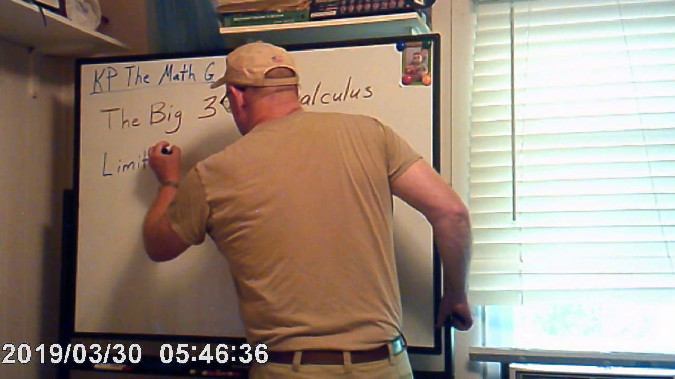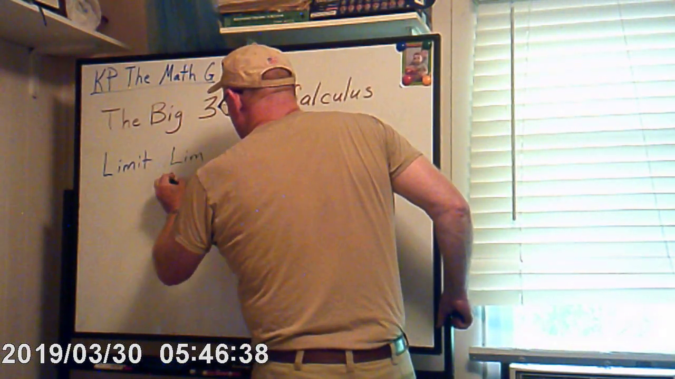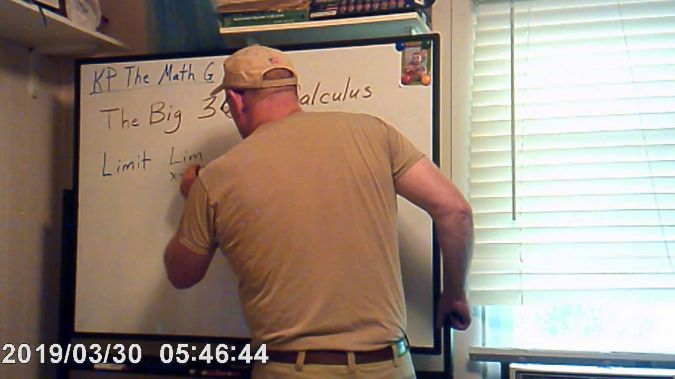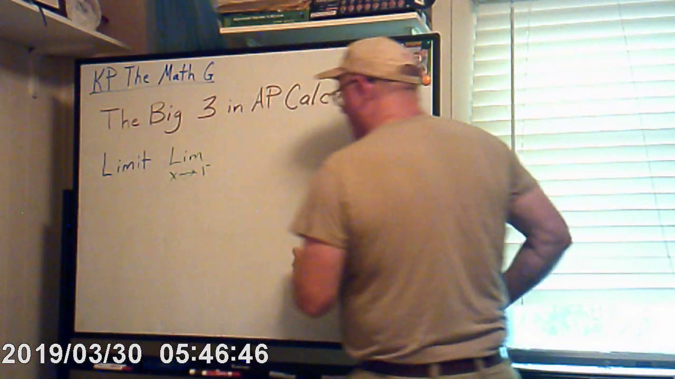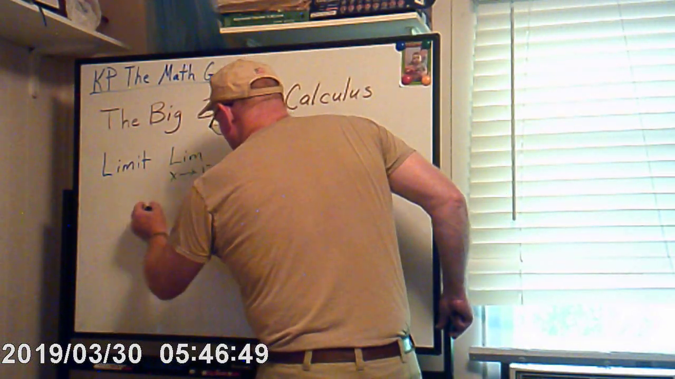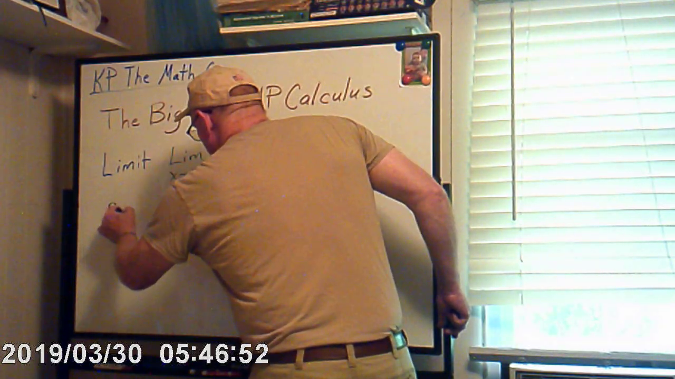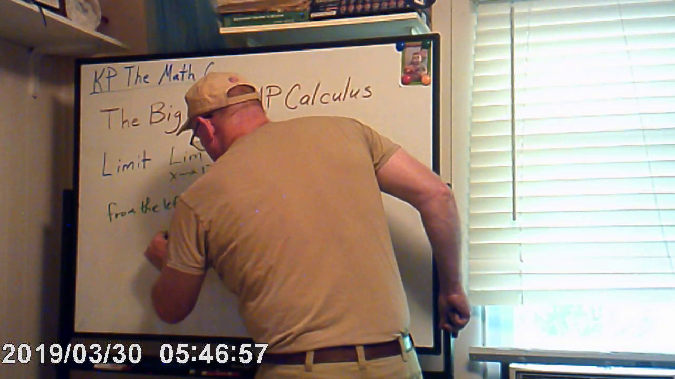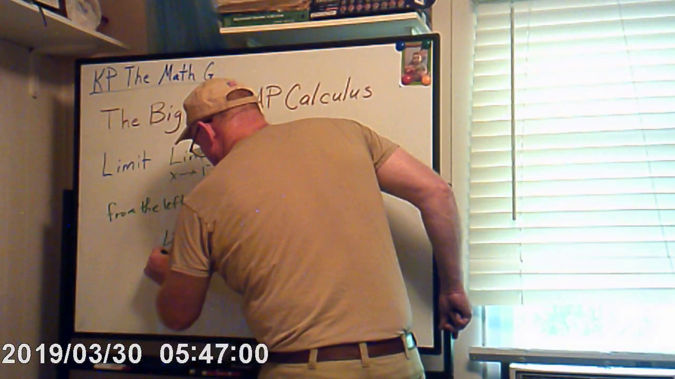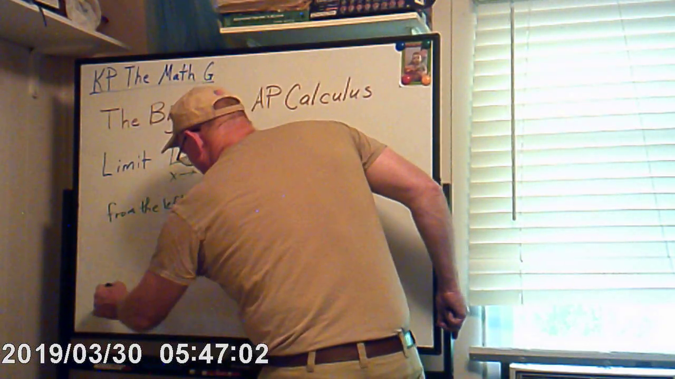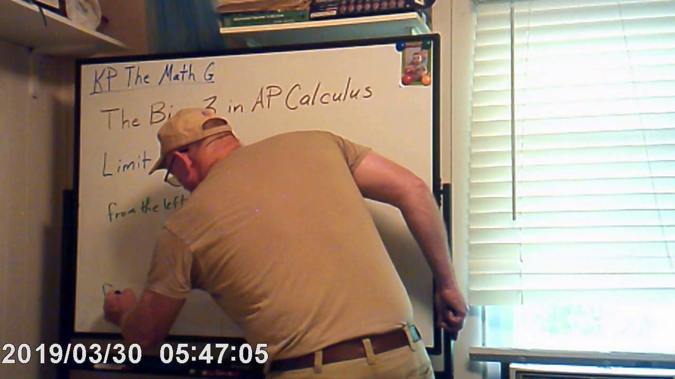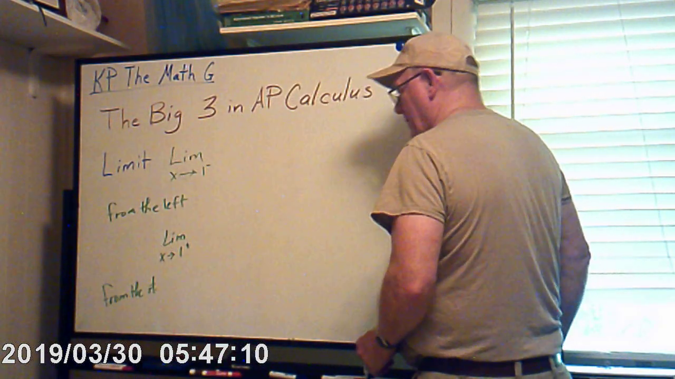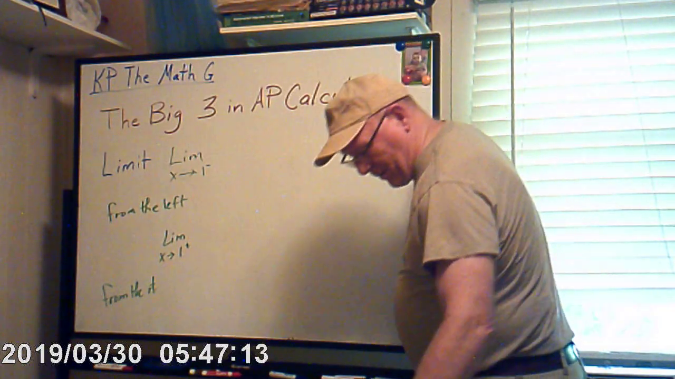Let's say sometimes the limit as x approaches 1, and we're talking about, this means from the left. That little symbol means from the left. Okay, the limit as x approaches 1, that means from the right. From the right. Okay. Now, let's look at these, what we got here.